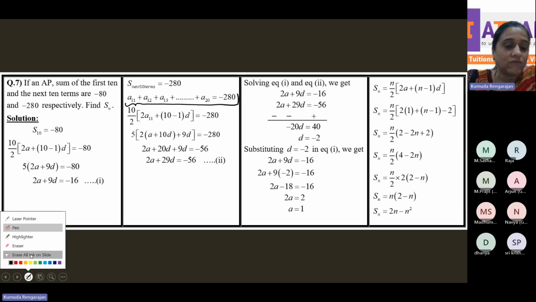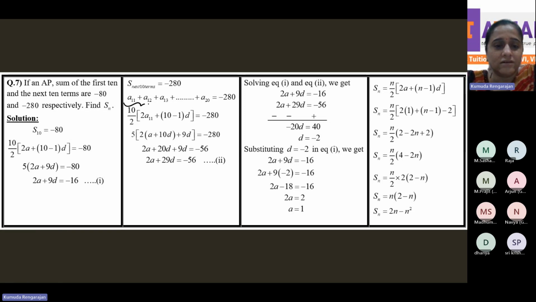Now, if you want to use a formula here, this is the first term and this is the last term. If you want to use a formula, this is how you use it. See, this is the sum from the 11th term to the 20th term.